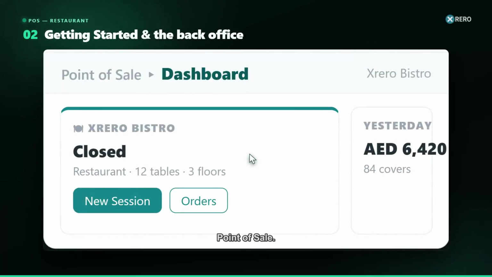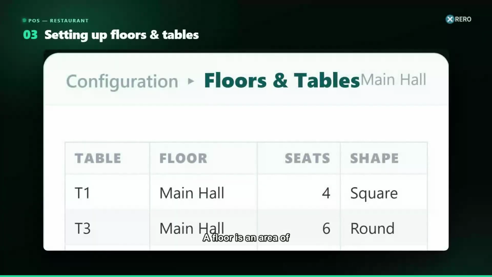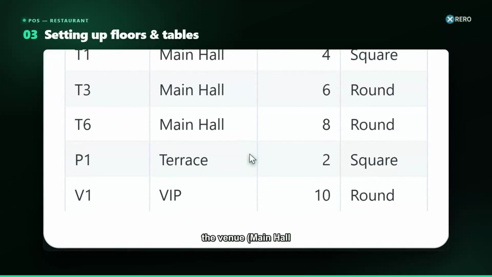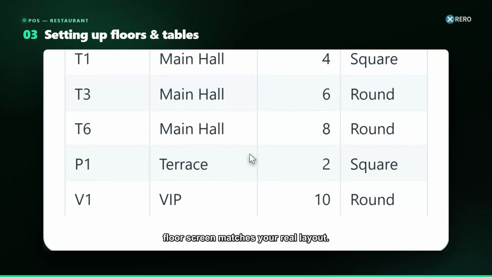The back office, dashboard, orders, products, reporting, configuration, manages everything. The touchscreen till opens when you start a session. A floor is an area of the venue, main hall, terrace, VIP. Each holds tables drawn on a plan. Set them up once so the floor screen matches your real layout.